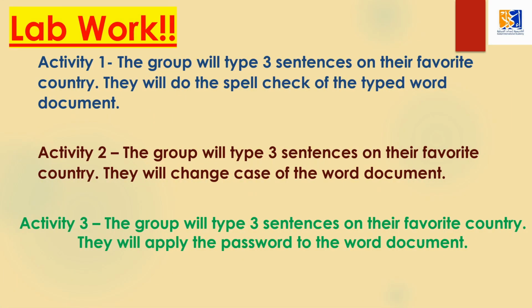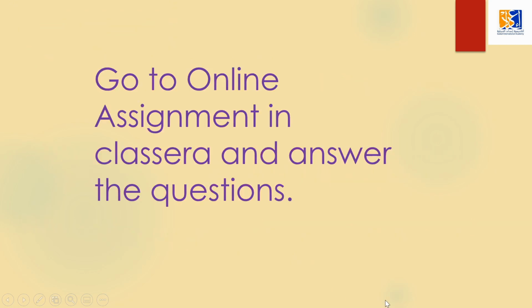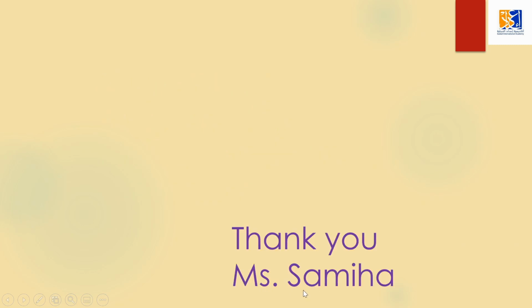Now, activity work. The group will type 3 sentences on their favorite country. They will do the spell check of the typed Word document. You will write 3 sentences on your favorite country and then you will spell check your document. Then second activity is the group will type 3 sentences on their favorite country and they will change case of the Word document. Third activity is they will also write about their favorite country and they will apply the password to their Word document. Okay, then go to an online assignment in Classera and answer the questions on the same topic, and still if you have any questions you can ask.